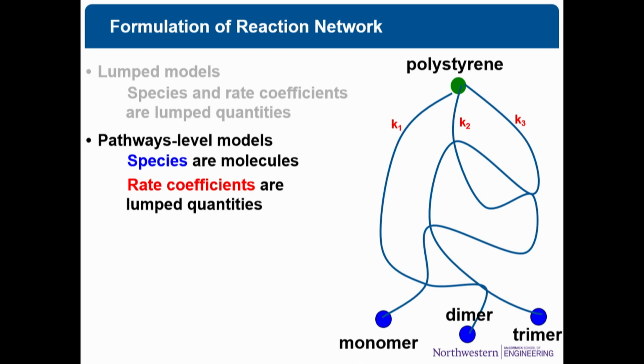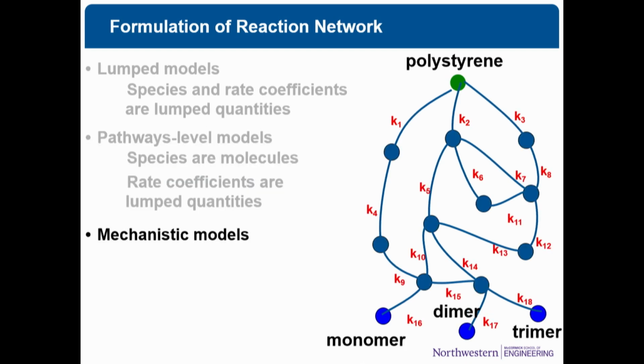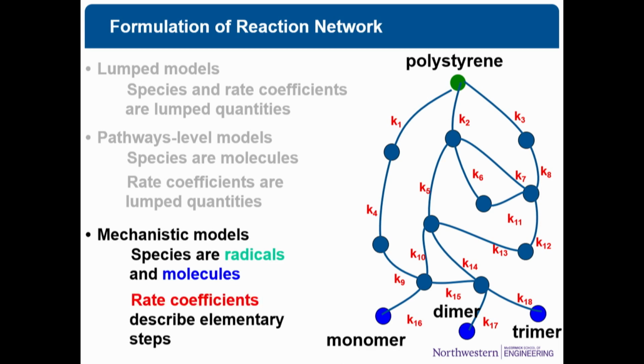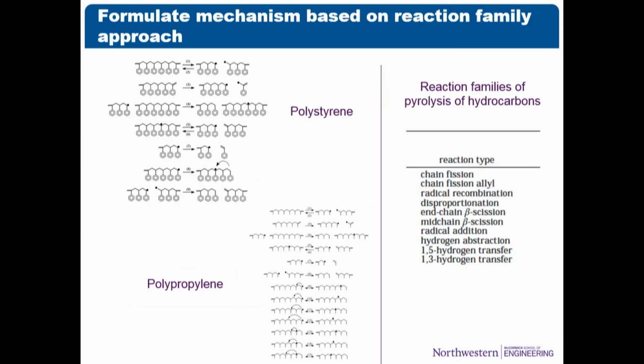Where we really try to focus our attention, and this sets the foundation for what Paul Dauenhauer talked about yesterday of the atomic scale description that could feed into reactor models, would be mechanistic models. So in this case, we're trying to go from a reactant to a variety of different products, but also knowing what intermediates, and therefore the species are radicals or other intermediates relevant to the chemistry and molecules, and the rate coefficients describe elementary steps. And that's advantageous to us because now we can access theoretical calculations to get at those rate coefficients.